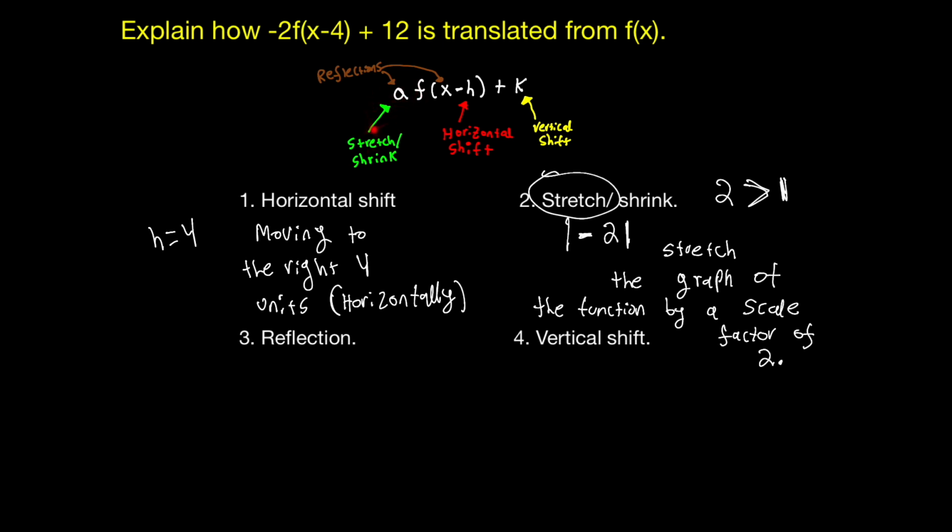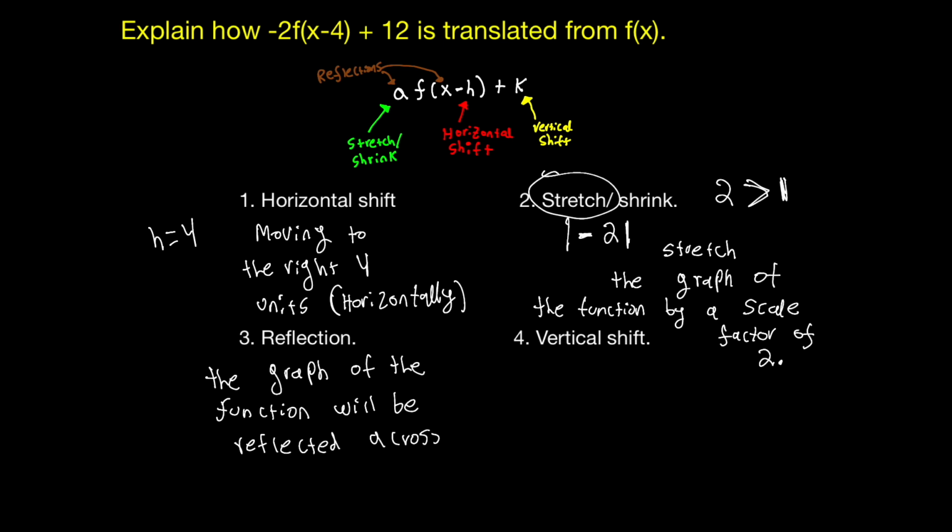Now, since my scale factor, my a value, was negative, I know that that's going to cause a reflection across the x-axis. So my function, or the graph of the function, will be reflected across the x-axis.